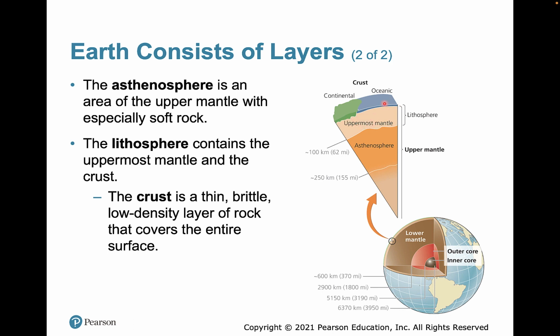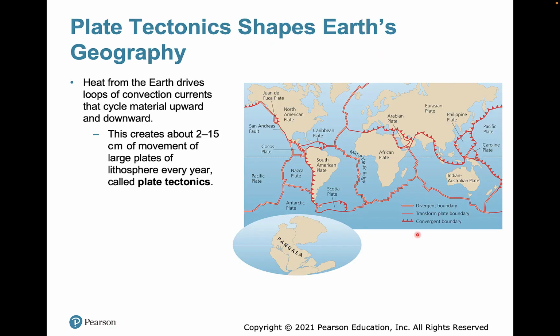Over top of the asthenosphere is the uppermost part of the mantle, the coldest part of the mantle, and the crust, right, which is oceanic crust under the oceans or continental crust. They call that the lithosphere. It's thin, it's brittle, it's low density. It's like the shell of the egg, okay? And it covers the entire surface. The lithosphere is fractured into pieces we call tectonic plates, all right?